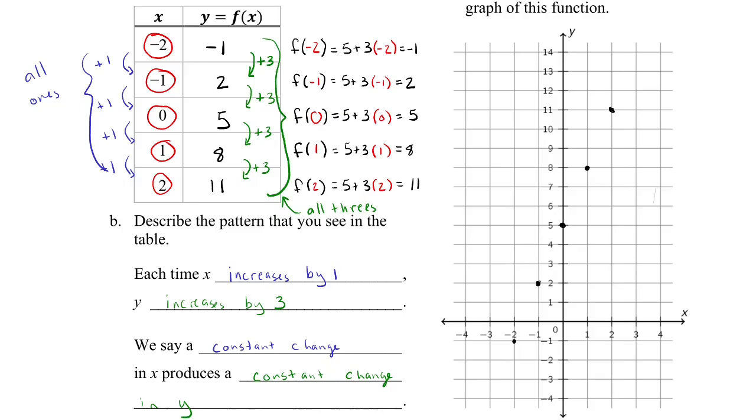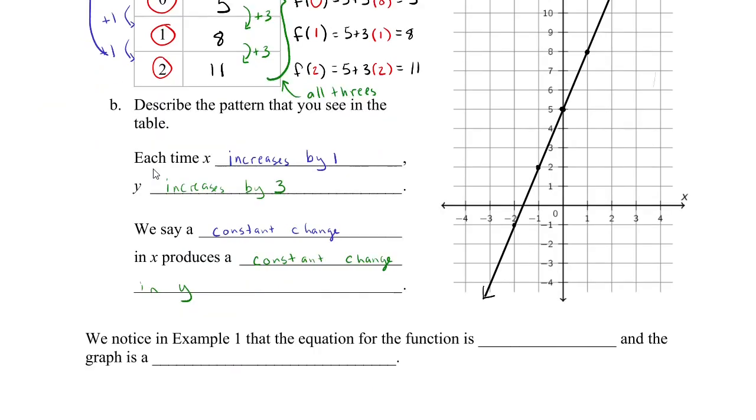And what we see here is that all of these points are lined up along the same straight line. We can draw the line that goes through all of those points. And that line is the graph of our equation. So what did we see in this example? We saw that the equation for our function is linear. And we saw that the graph of our function is a straight line.